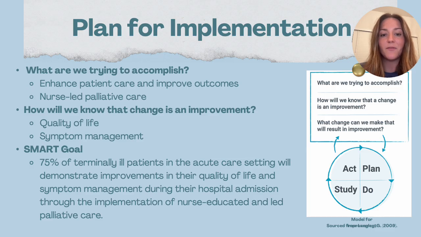To help us further answer this, we will utilize a SMART goal. Our SMART goal is 75% of terminally ill patients in the acute care setting will demonstrate improvements in their quality of life and symptom management during their hospital admission through the implementation of nurse-educated and led palliative care. And our next slide will lead us into implementing the next portion of the IHI model, and that is the cycle of plan, do, study, and act.